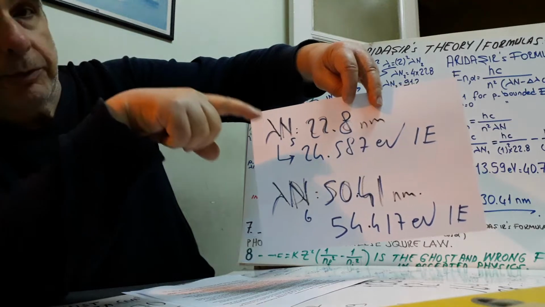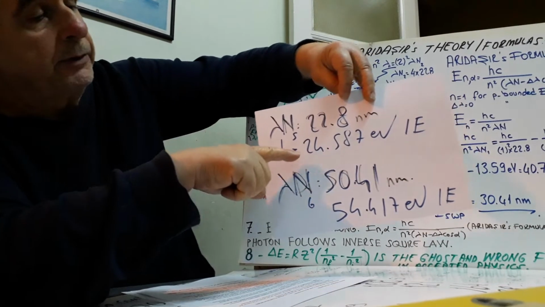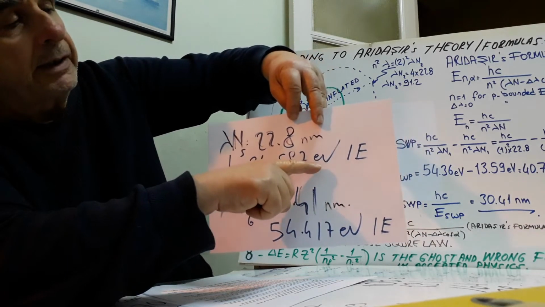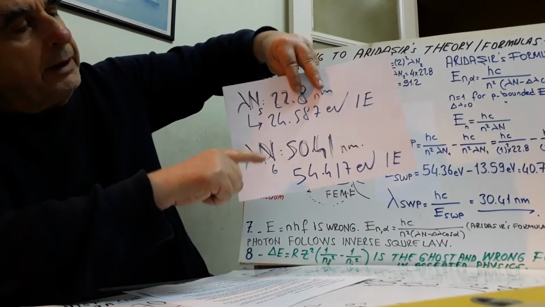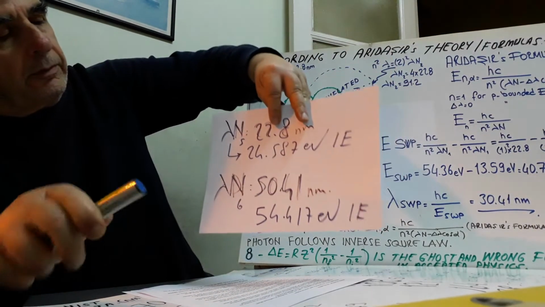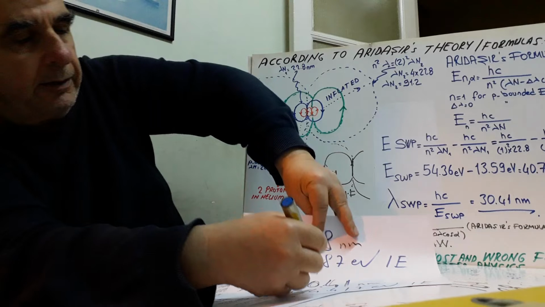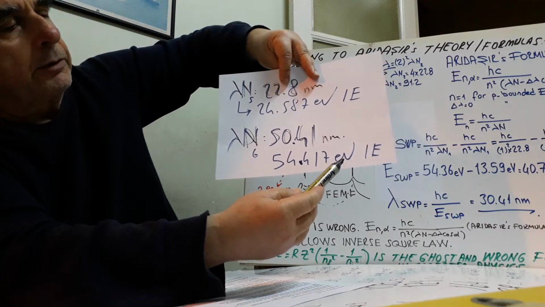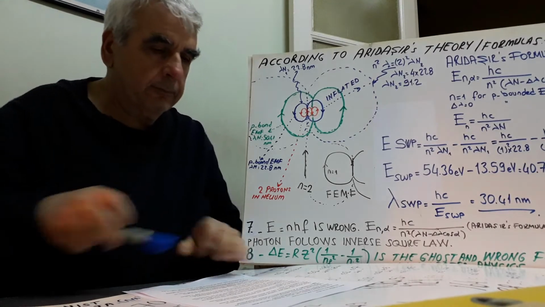22.8 nanometer smaller wavelength electron corresponds to 24.587 electron volt ionization energy, and greater wavelength electron, 50.41 nanometer, corresponds to 54.417 electron volt ionization energy in helium. Important.